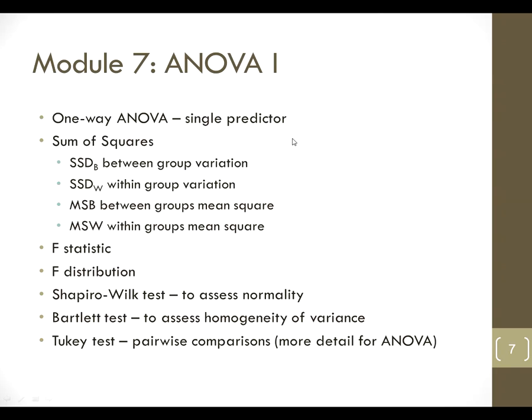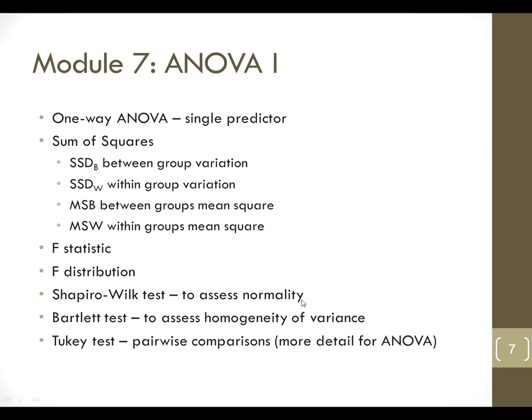Recall that for a one-way ANOVA, if we have a single predictor that only has two levels, okay, two groups, this is analogous to just a t-test. But the ANOVA is a little more flexible because we can also apply it when we have more than two groups, and we can also apply it when we have more than one predictor.